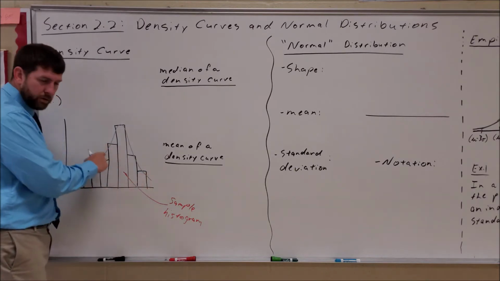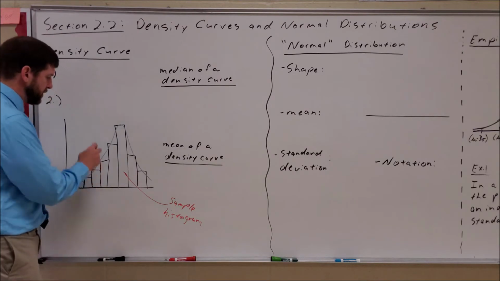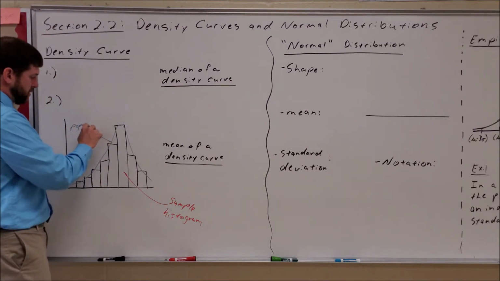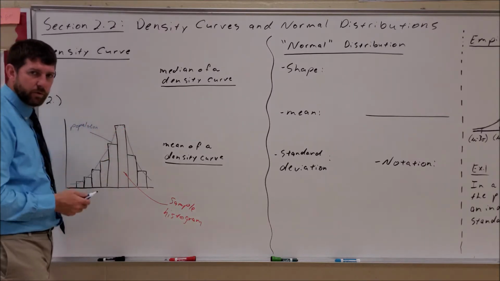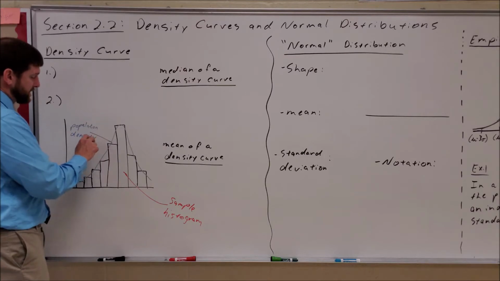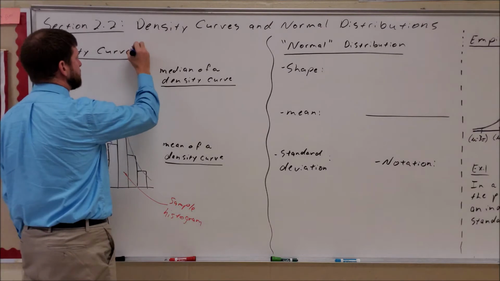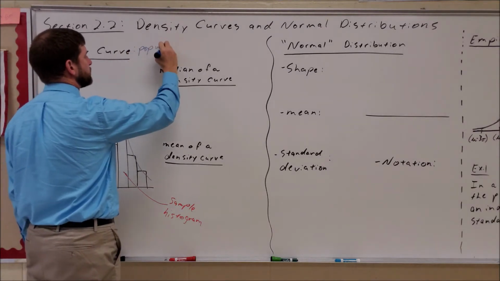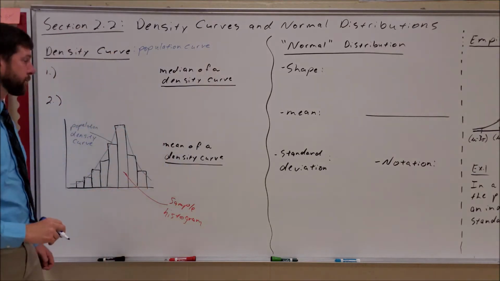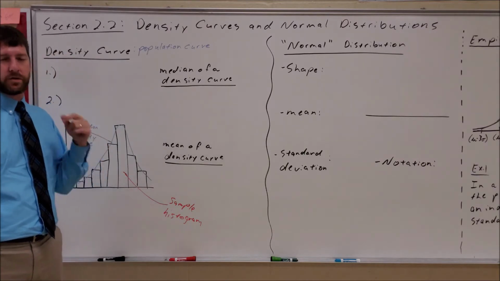So if the sample looks like this, and then we say that that sample is representative of our population, we would expect our population to look something similar to that. So this would be what we call a population density curve. When we talk about a density curve, it's really just a population curve.